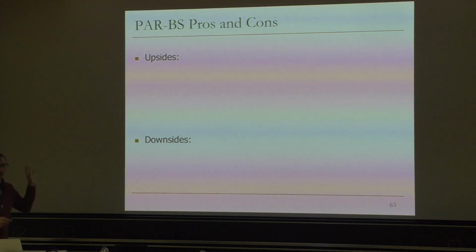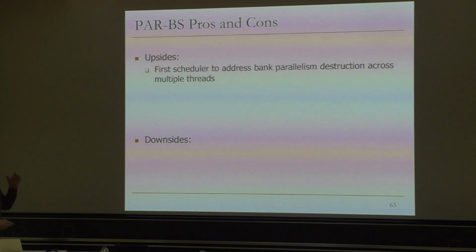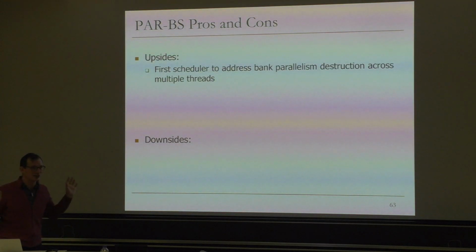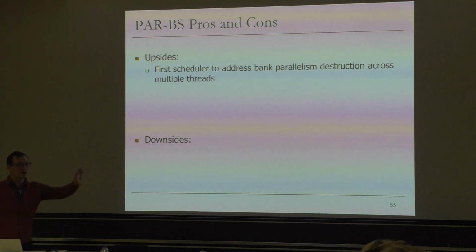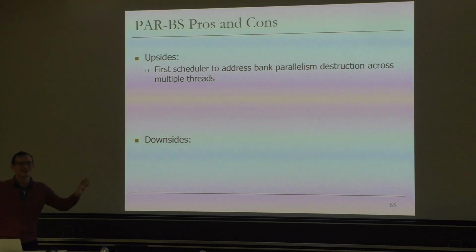Okay. So let me give you the upsides and downsides, and then we're going to conclude. Basically, this is really the first scheduler to address bank parallelism destruction across multiple threads. It's really interesting because people were designing these out-of-order engines that are generating a lot of requests. And it turns out if your memory scheduler doesn't really respect that, you've done all of this hard work to design your core. You're generating multiple requests to overlap the latencies, but the memory scheduler is not overlapping the latencies. That sounds like a bad design, right?